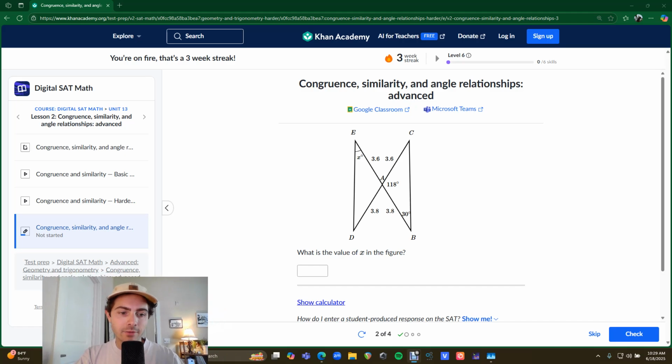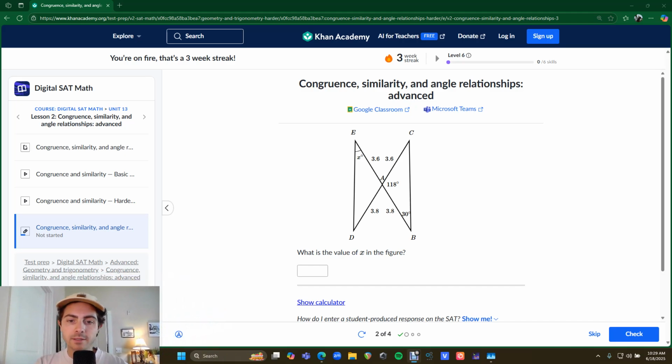Today we're going to be checking out this problem. We're going to talk through a solution verbally and then write it out from scratch in LaTeX. So let's start with the problem. We have a figure here, and they ask what's the value of x in the figure. So x is up here. It's the measure of angle E. How do we find the measure of x?